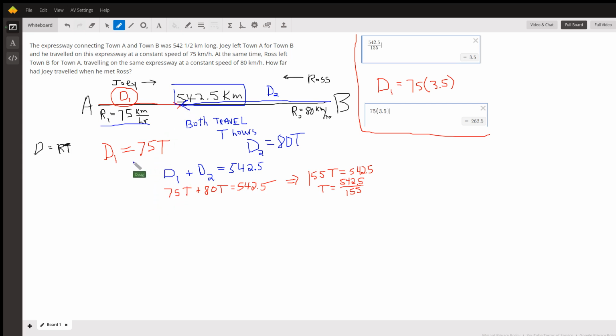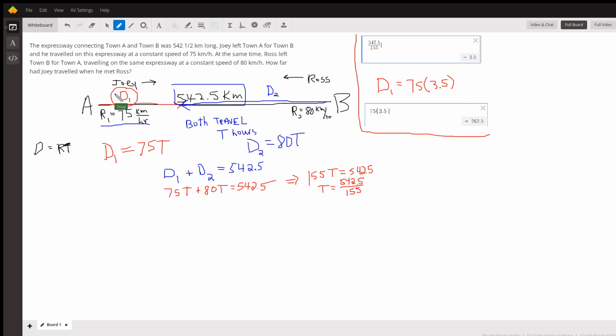And one way to do this problem is to try to get it down to one variable by substituting these values in for d sub 1 and d sub 2. So 75t plus 80t equals that total distance. If we solve that for t, we get 542 and a half divided by 155, which up here we can see that's 3.5. That's hours. That's time. But that's not what they're asking for.